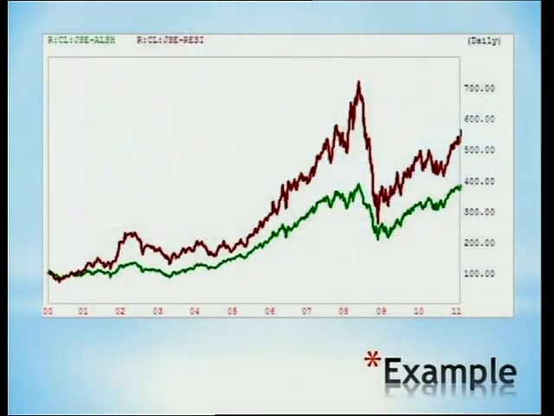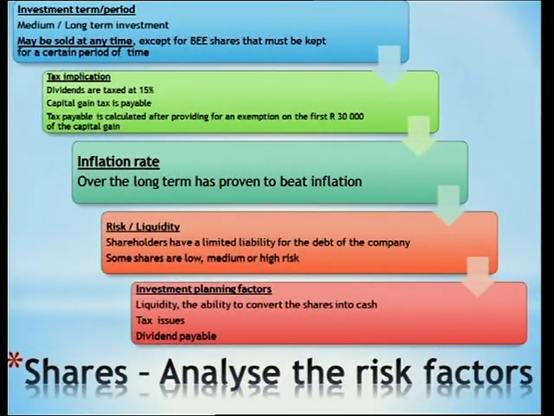Okay, just one back, Amanda. Okay, there we go. So these are the risks that we're going to have a look at. Now, this is for shares. Okay, so we did the business. Now we're going to look at shares. We consider this very much a medium to long term investment. Like I said to you, it is medium to long term.